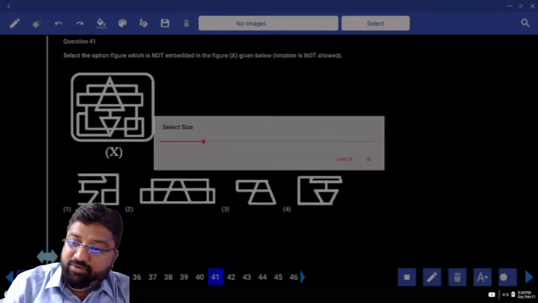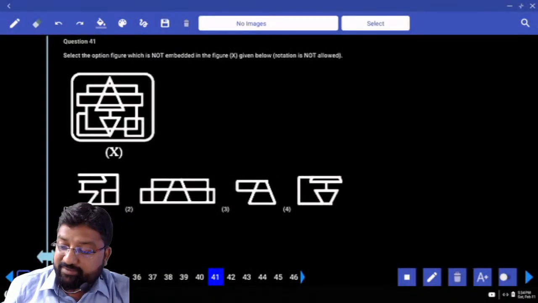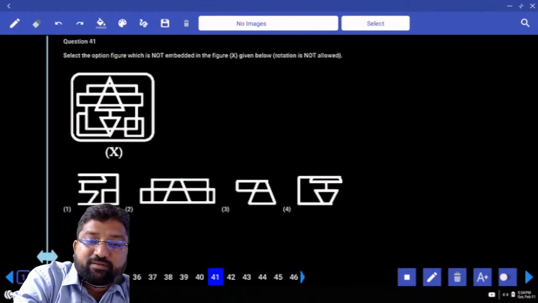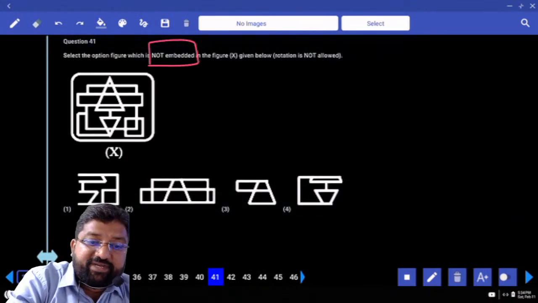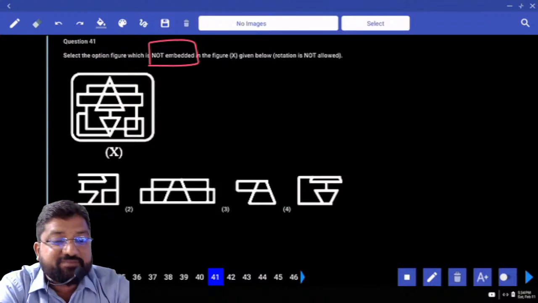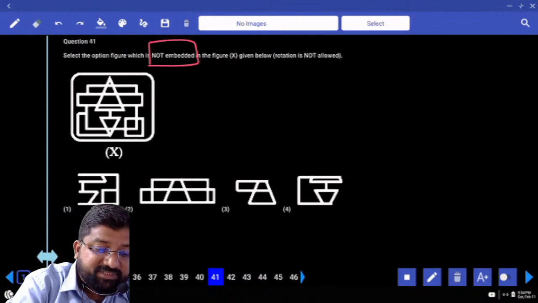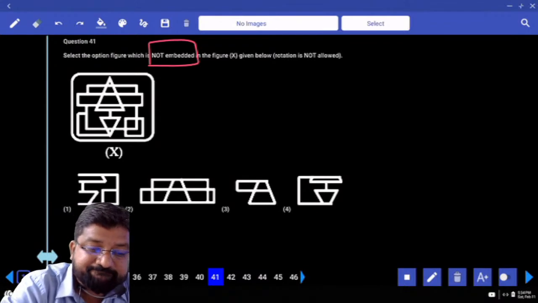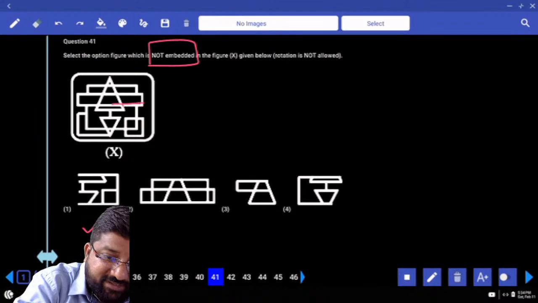Now, this question, be careful. Is he talking about embedded or not embedded? Every time be careful. Check whether he is talking about embedded or not embedded. This is very, very, very important. Understood, everyone? Tell me, what should I do? Can I find this in the diagram? Yes, I can find it in the diagram.